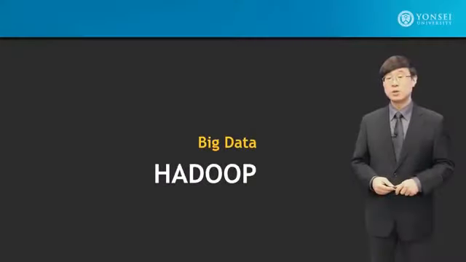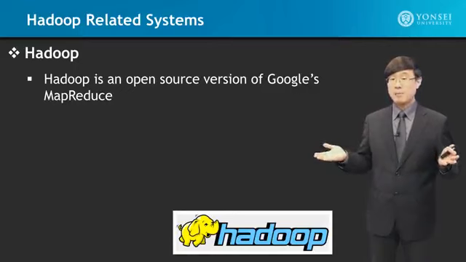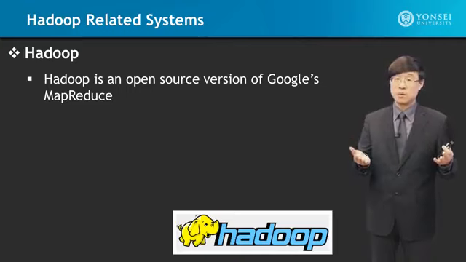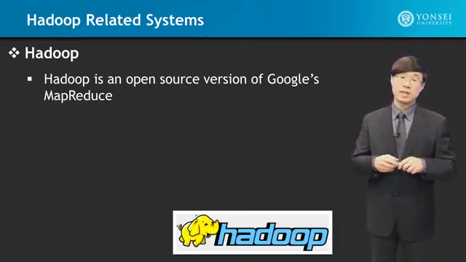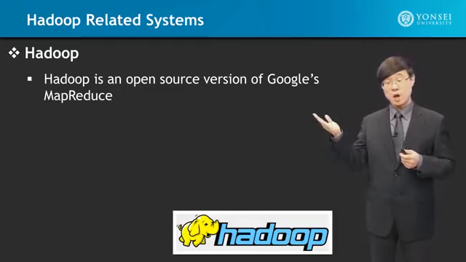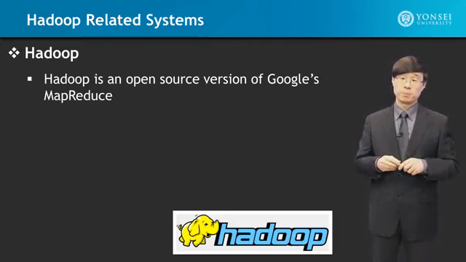In this lecture, we will look into Hadoop. Hadoop is an open source version of Google's MapReduce. MapReduce is the technology that was used in the Google search window. And since we've all used it before, we know how powerful it is. Currently, it is an open source software in Yahoo's Apache group.